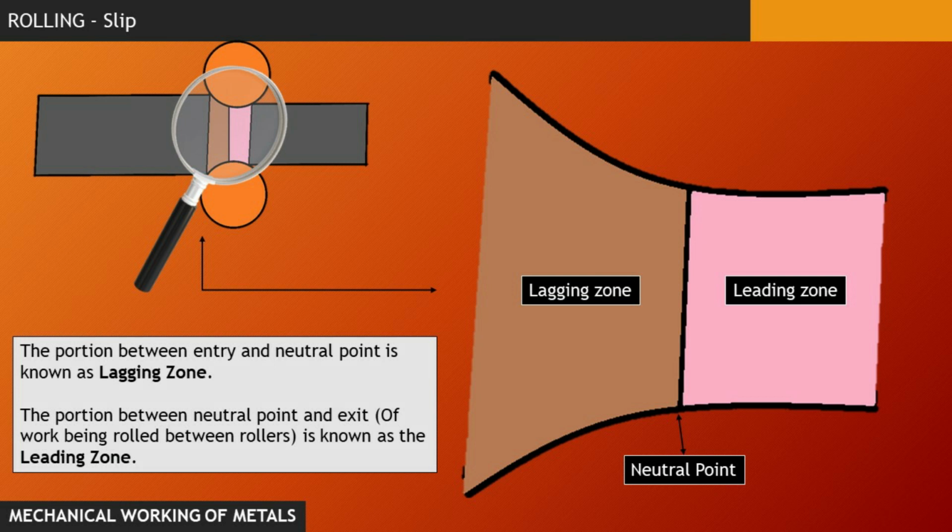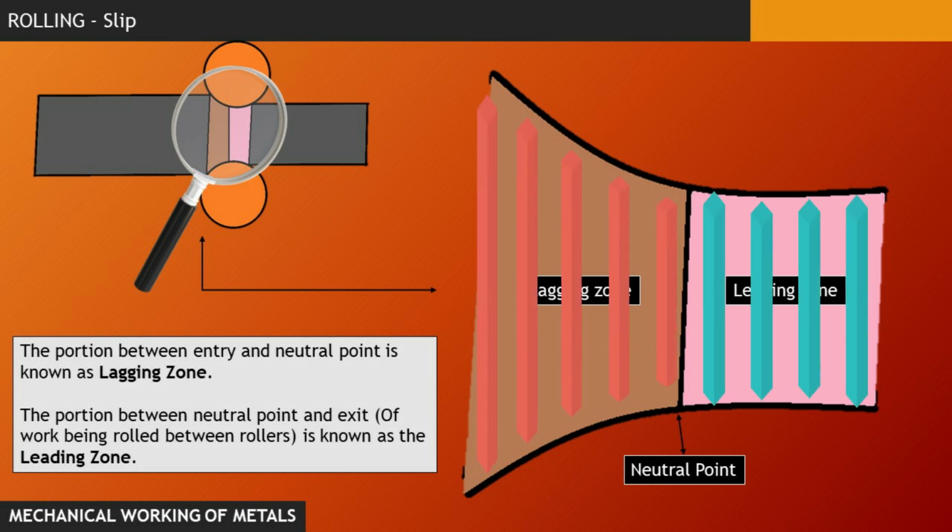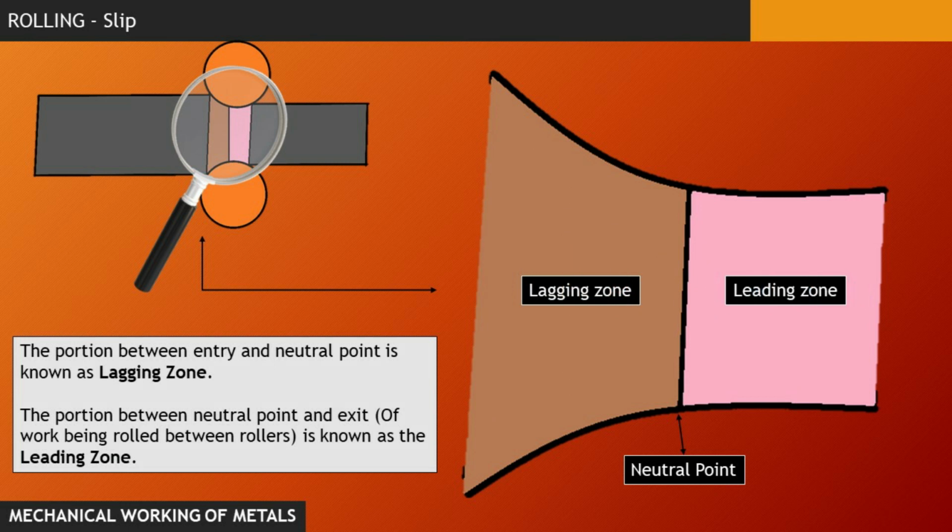The part between entry and neutral point is called the lagging zone, and the part between exit and the neutral point is called the leading zone. Now at all points in the deformation zone, except for the neutral point, some relative velocity will always be present between the rollers and the work, and hence slipping will be occurring in all the places in the deformation zone except for the neutral point.